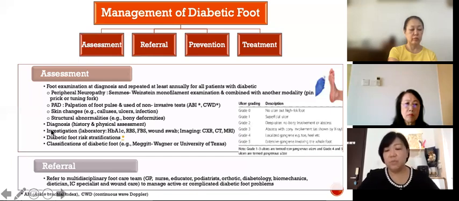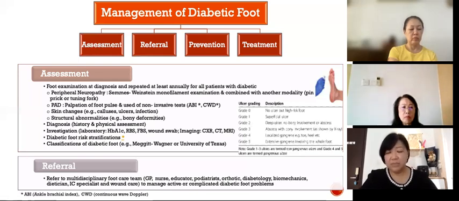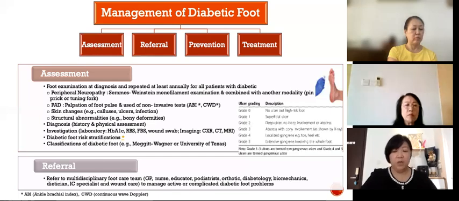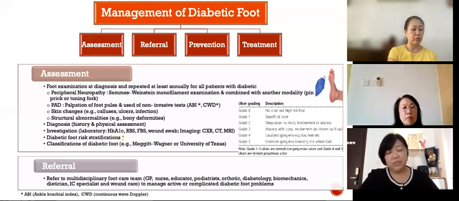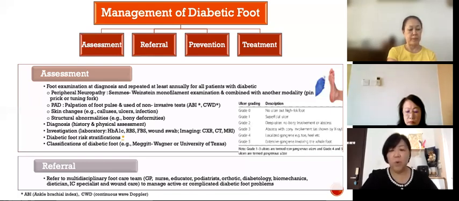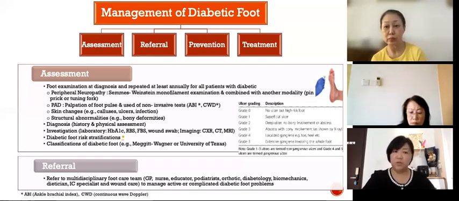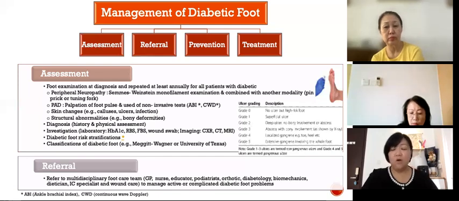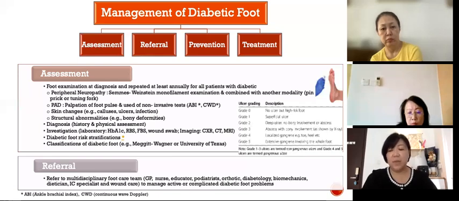We need to ask the patient about the history. Does any of your family members have diabetes? Or do you happen to have any signs and symptoms of diabetes before? Lastly, we still need to send the patient for some investigations: FBC, renal function profile, and the most important, HbA1c, fasting blood glucose. Of course, imaging as well, such as a chest X-ray, if you find there is some abnormality on the foot.